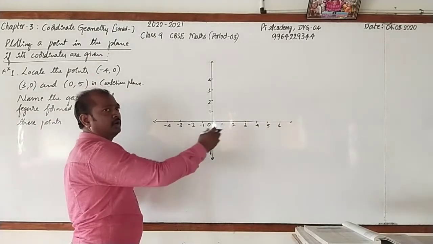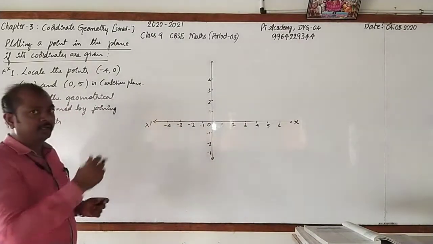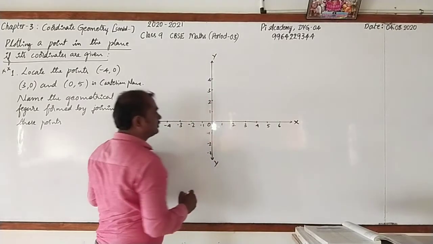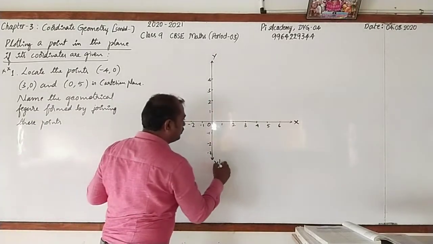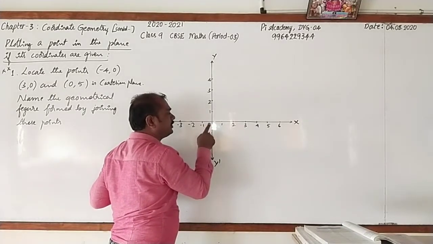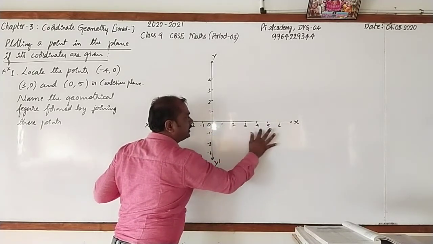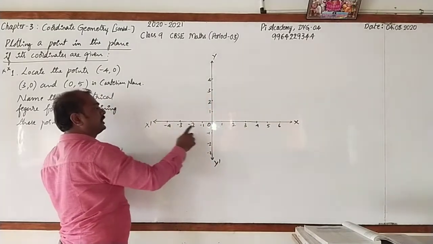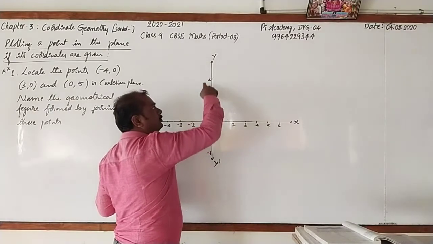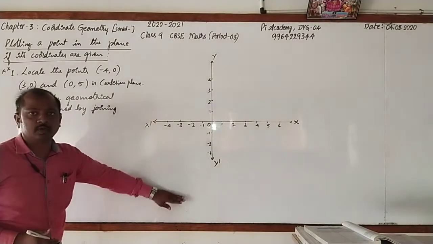In that, draw the horizontal line. Call it as X'OX. It is a number line. Then the vertical line is the Y axis. Name it as Y'OY. The point of intersection is 0. It represents 0. Then the right side of 0 are positive: 1, 2, 3, 4, 5 and 6 and so on. Left side are negative: negative 1, negative 2, negative 3, negative 4. Above 0 are positive: 1, 2, 3, 4. Below 0 are negative: minus 1, minus 2, minus 3 and so on.